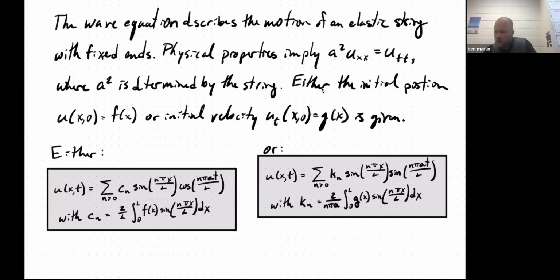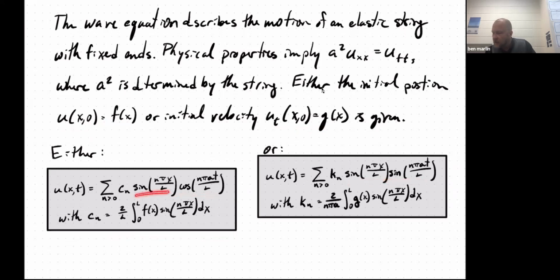So either we're going to have the initial position given by u of x, 0 being f of x, or we're going to have the initial velocity be given with the assumption that the initial position is 0. So if you've got the initial position, then your solution is going to take the form of a summation of sines times cosines, right? If, on the other hand, you've got your initial velocity given, then you're going to have a summation of sines times sines.